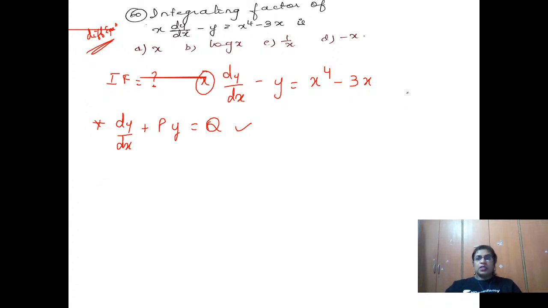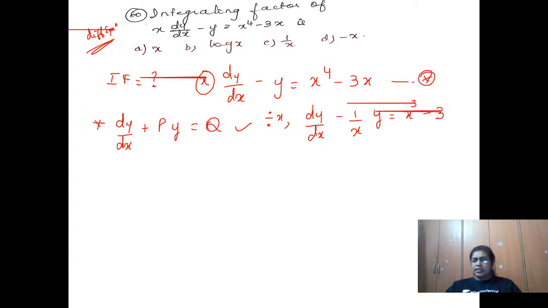Let's see what is going to happen. In this question, I put this as the star equation. I divide by x throughout. So when I divide by x, what am I going to get? dy by dx minus 1 by x into y is equal to, dividing by x here, x to the power 4 by x will be x cubed, minus 3, because 3x by x will get cancelled. Now check whether it is in the standard form. Yes, it is.